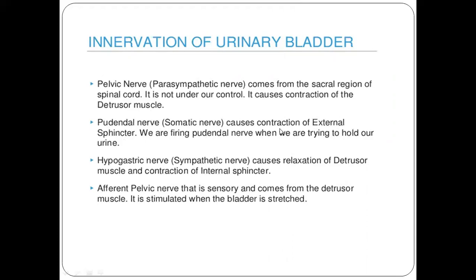This voluntary control develops after the age of 3 years. Before 3 years, the bladder is in a reflex condition. When it becomes filled, it automatically empties by itself. But after the age of 3 years, it is controlled by the brain, and it comes under voluntary control.